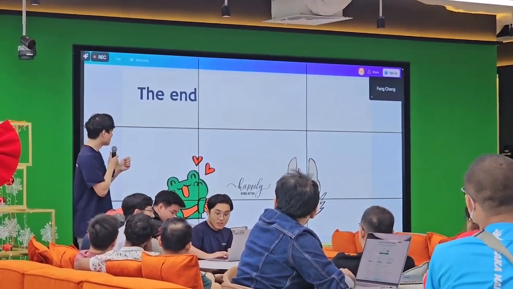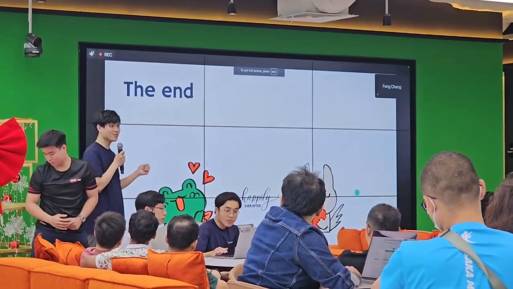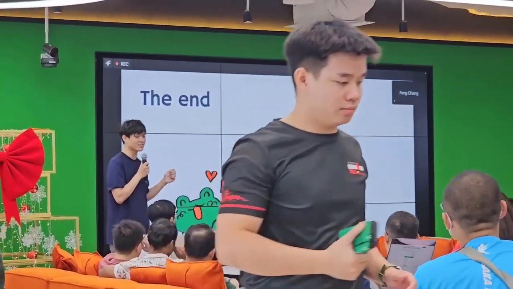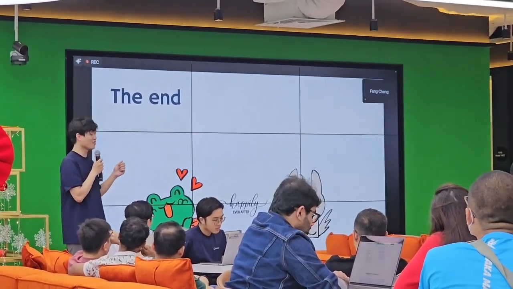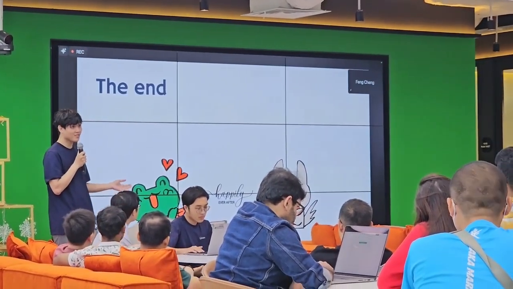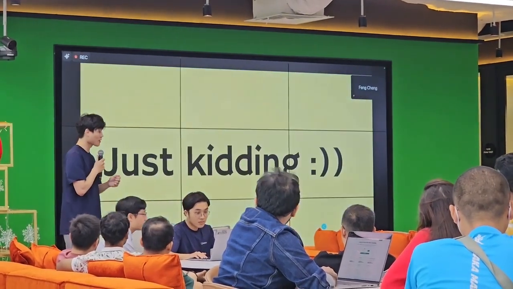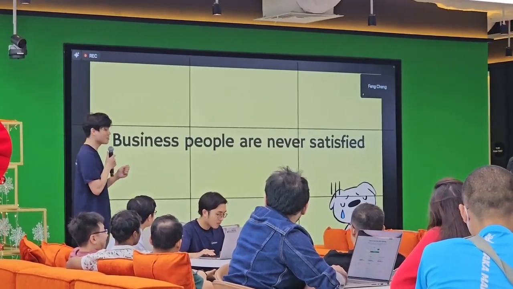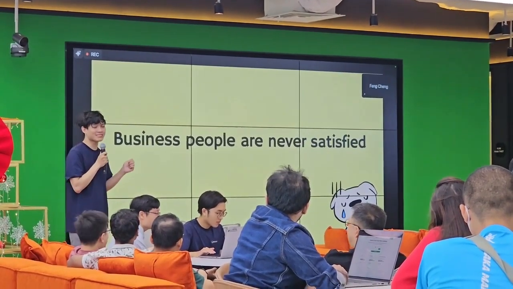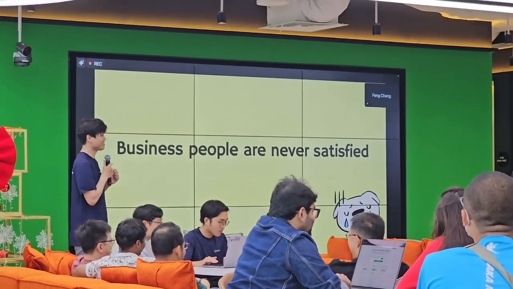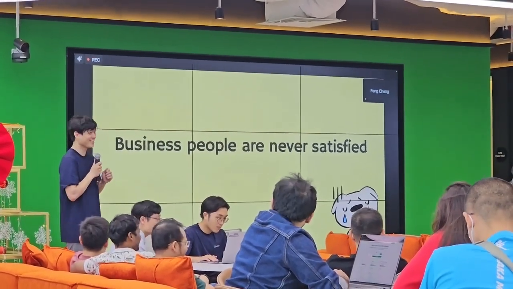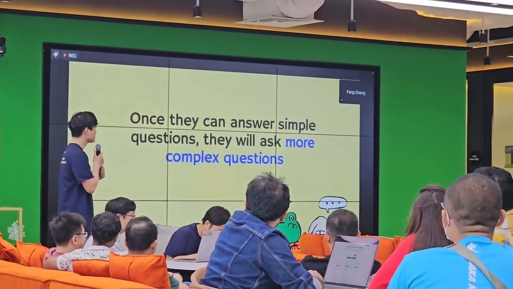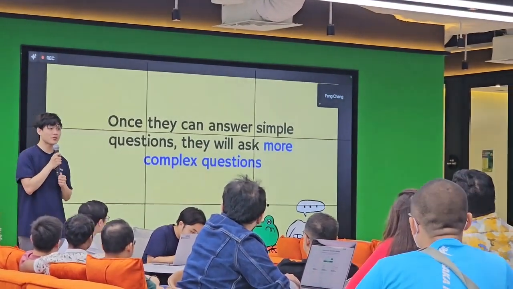Is that the end? Now Bob is happy because he doesn't have to work, and Adam is happy because he can answer his question on his own. So happily ever after, the end? Not really. The problem is that business people, right? Business people are the type that are never satisfied. Sorry for any business people here. Once they can answer simple questions, they will ask for more complex questions.